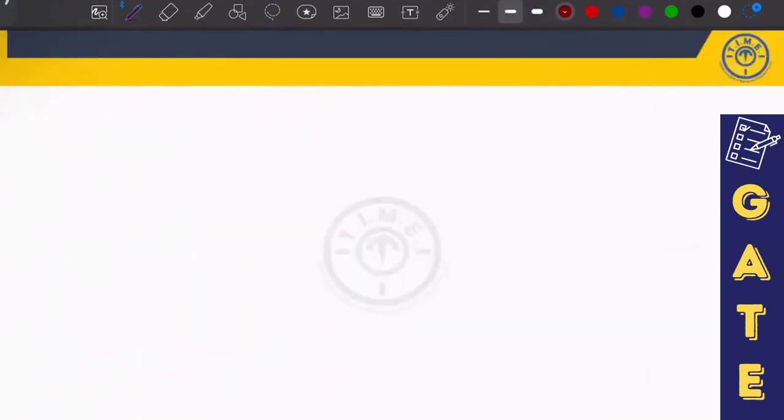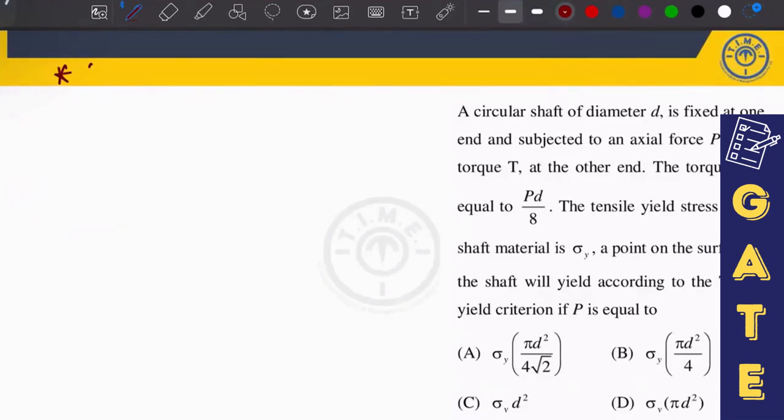Let's move to the next question. One more advanced problem. These problems will help you approach any new questions that come. If you read this question, every time they were giving sigma x, sigma y, tau xy values. Now instead of tau xy, they have given you the torque value. You know that whenever torque is acting on the shaft, you can calculate the shear stress value. The question says: a circular shaft of diameter d, fixed at one end, is subjected to an axial force P and a torque T on the other end.